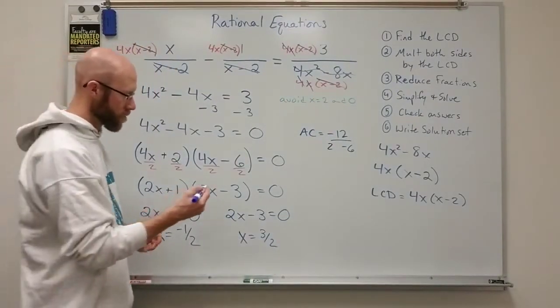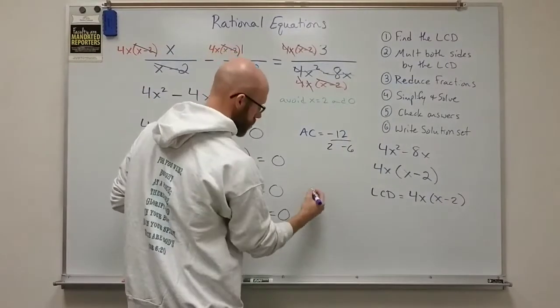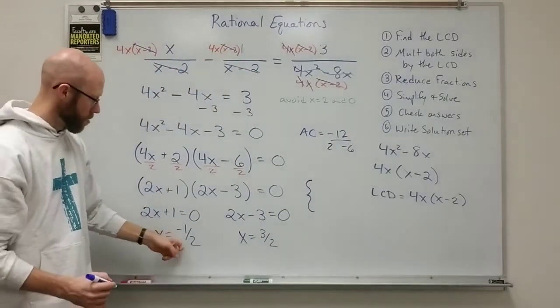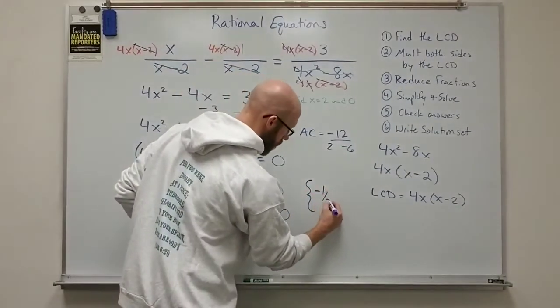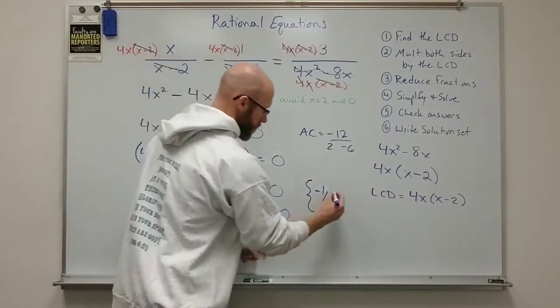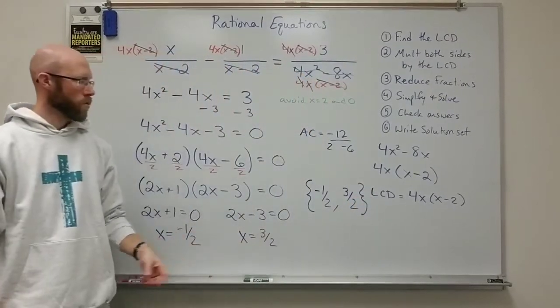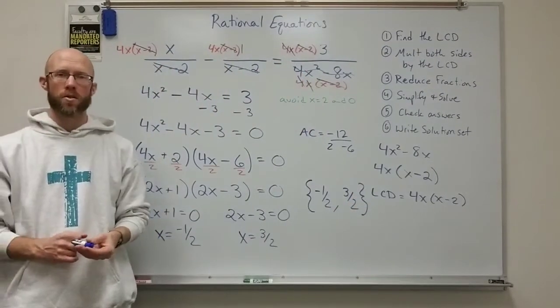So our final solution set, right? We've got to have a solution set. It's actually going to contain two answers now, both -1/2 and 3/2. Okay. So our final solution set has two answers.